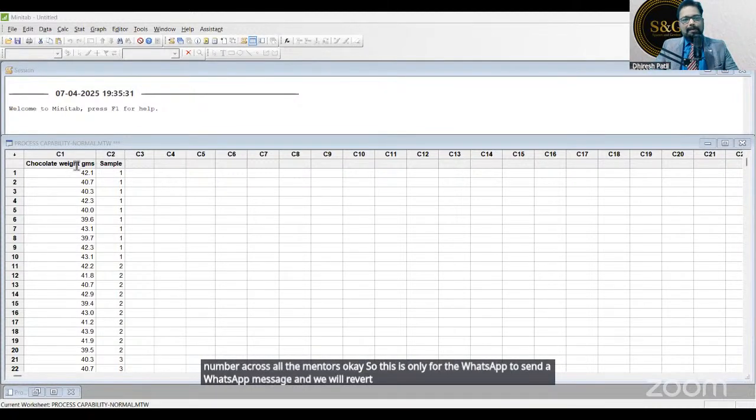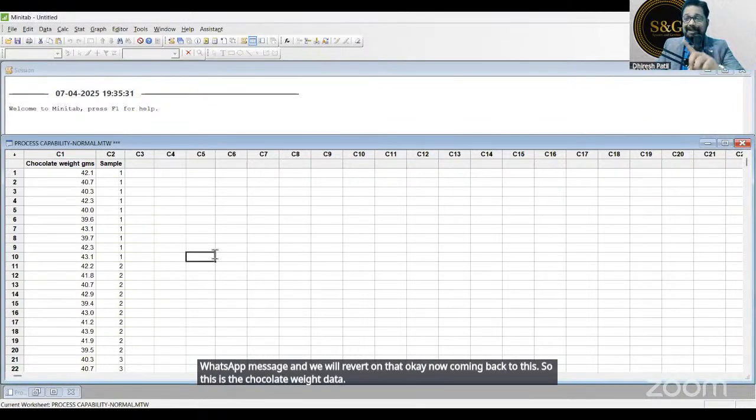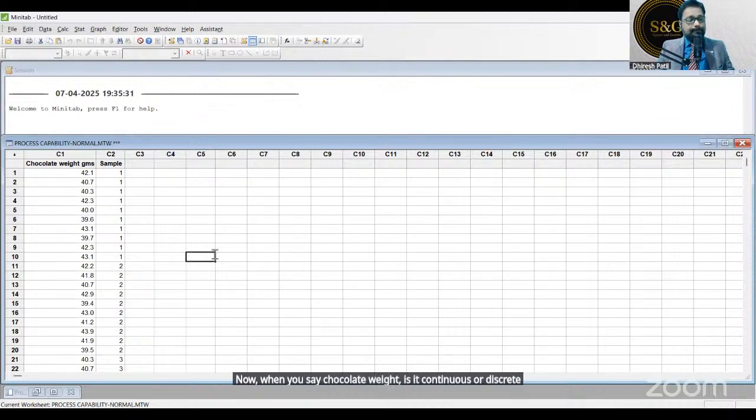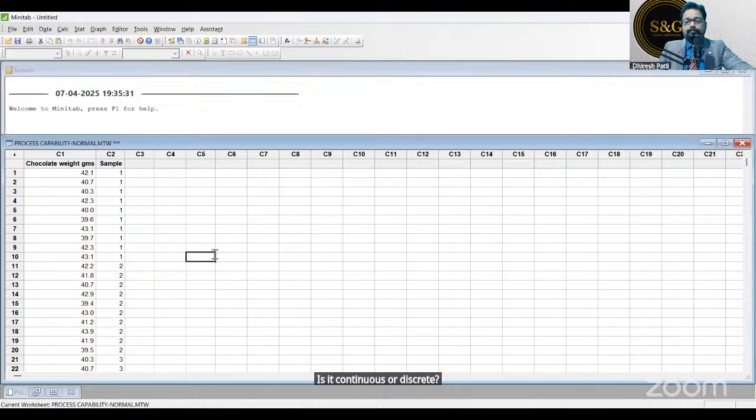Okay. Now coming back to this. So this is the chocolate weight data. Now when it says chocolate weight, is it continuous or discrete data? Type in the chat box. Is it continuous or discrete? Continuous data, right? So we'll go for process capability analysis.